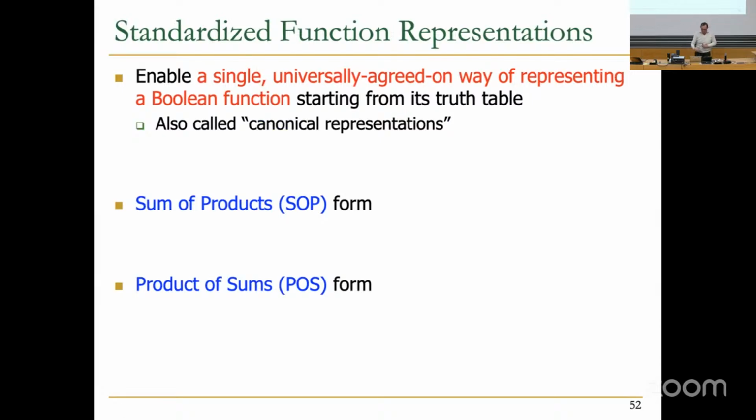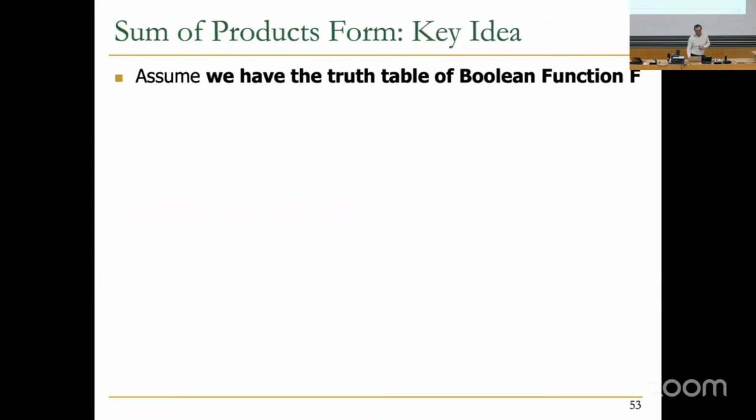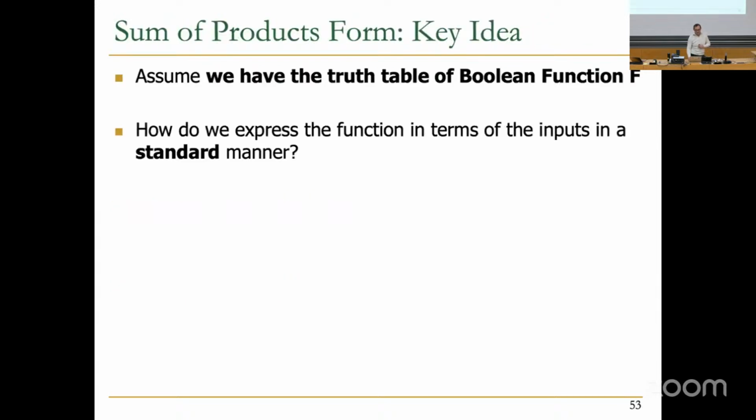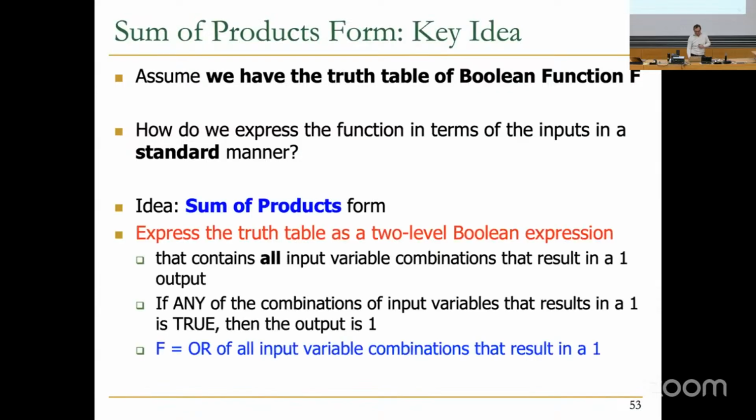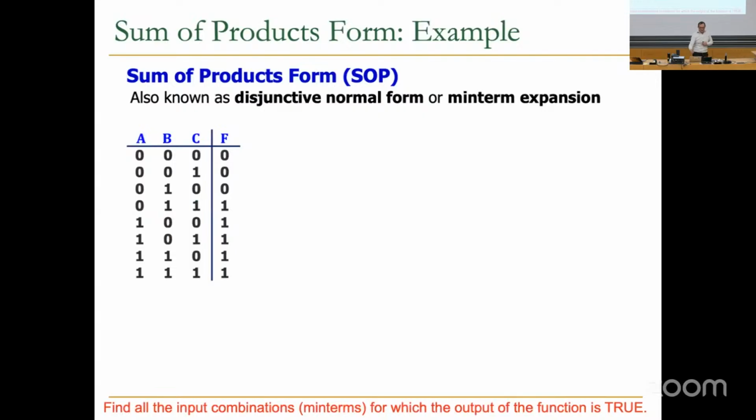So sum of products form, let's take a look. Assume that you have a truth table of Boolean function f. Maybe I'll just give you an example. So this is what a function looks like, right? These are 3 input, 1 output function. If you want to represent it as a sum of products form, you find all of the input combinations. These are all going to be called min terms, for which the output function is true. Basically, you find all of these. There are 5 of the input combinations. And you express the function that way.